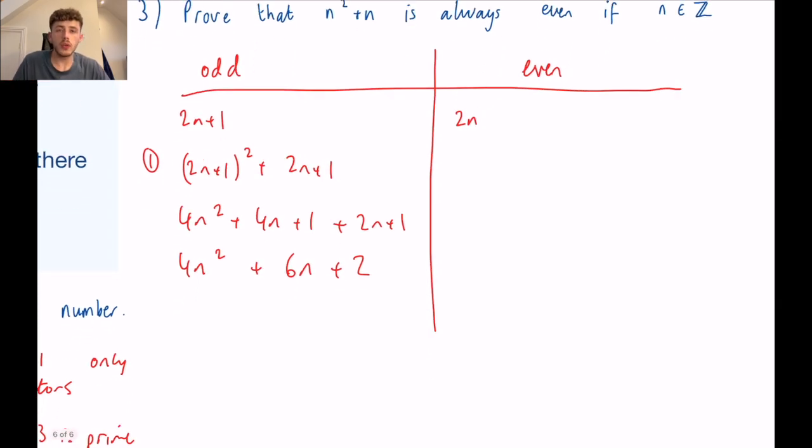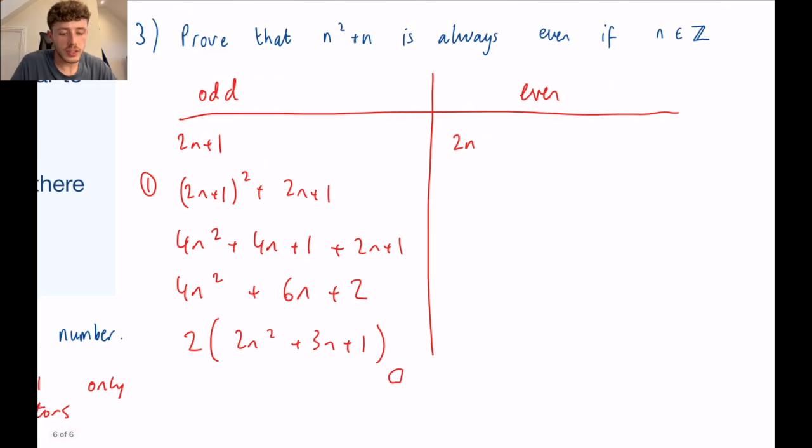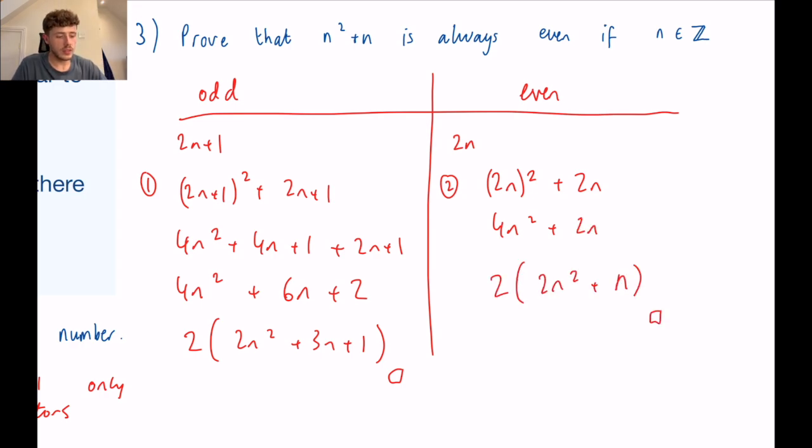And just like we did before, to prove something is always even, we can take out a factor of 2, because anything doubled is always going to be an even number. So that is that one proved. And for this one, we can just substitute 2n everywhere that we see the n in the expression. So 2n all squared plus 2n, we have 4n squared plus 2n, and again take out a factor of 2, and we get this, and that will prove it. Anything doubled is an even number.